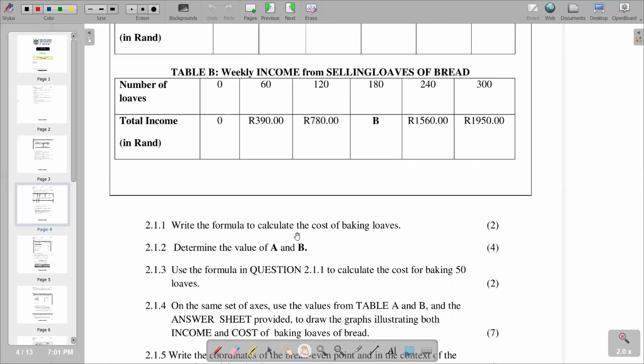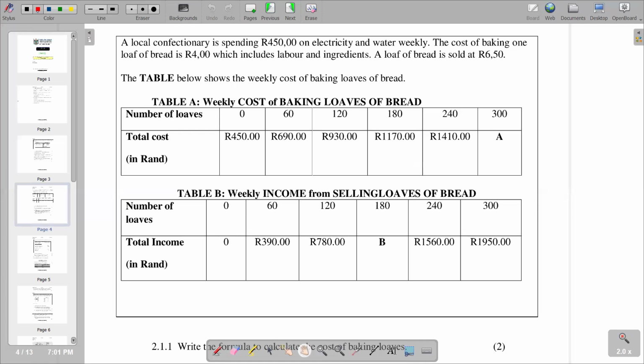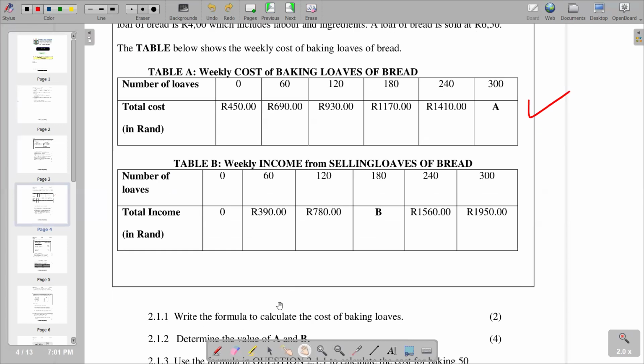The first question reads, write the formula to calculate the cost of baking loaves. So the cost we have on the first part. So we are saying on this first table, that's where we have got the cost. So the formula now, we see that we have got 450 that is being incurred at zero number of loaves, which means this is going to be fixed at every number of loaves that are going to be baked. We are going to incur 450 rand. So it's a fixed amount. Remember, the question requires us to come up with a formula. So basically, we are saying our 450 as the fixed cost that we have.